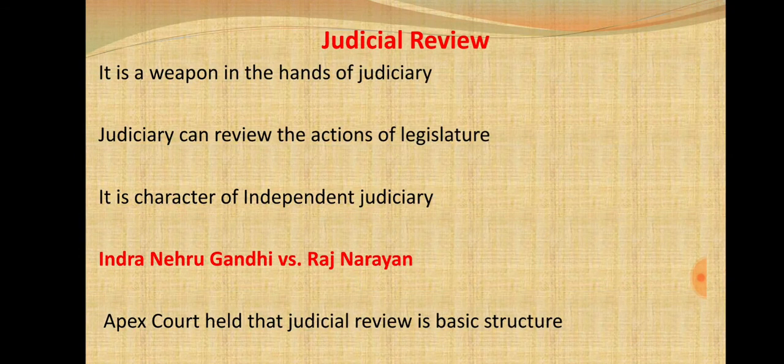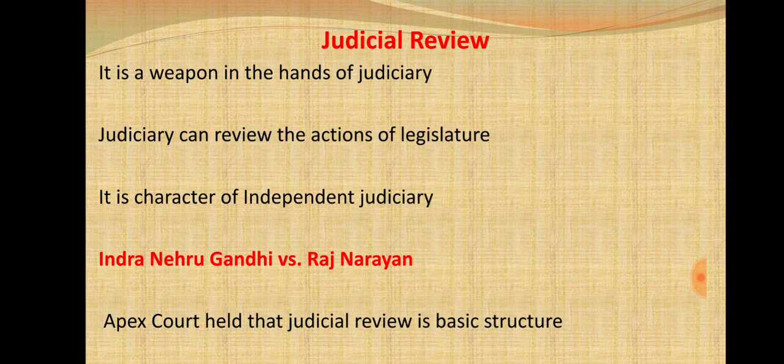Judicial review. Friends, judicial review is a weapon in the hands of the judiciary. The judiciary can review the actions of the legislature. It is a character of an independent judiciary. The judiciary works independently due to the concept of judicial review. Due to it, the judiciary can review or revisit administrative, legislative, and judicial action itself. It means there is a control over the legislature and executive through judicial review.